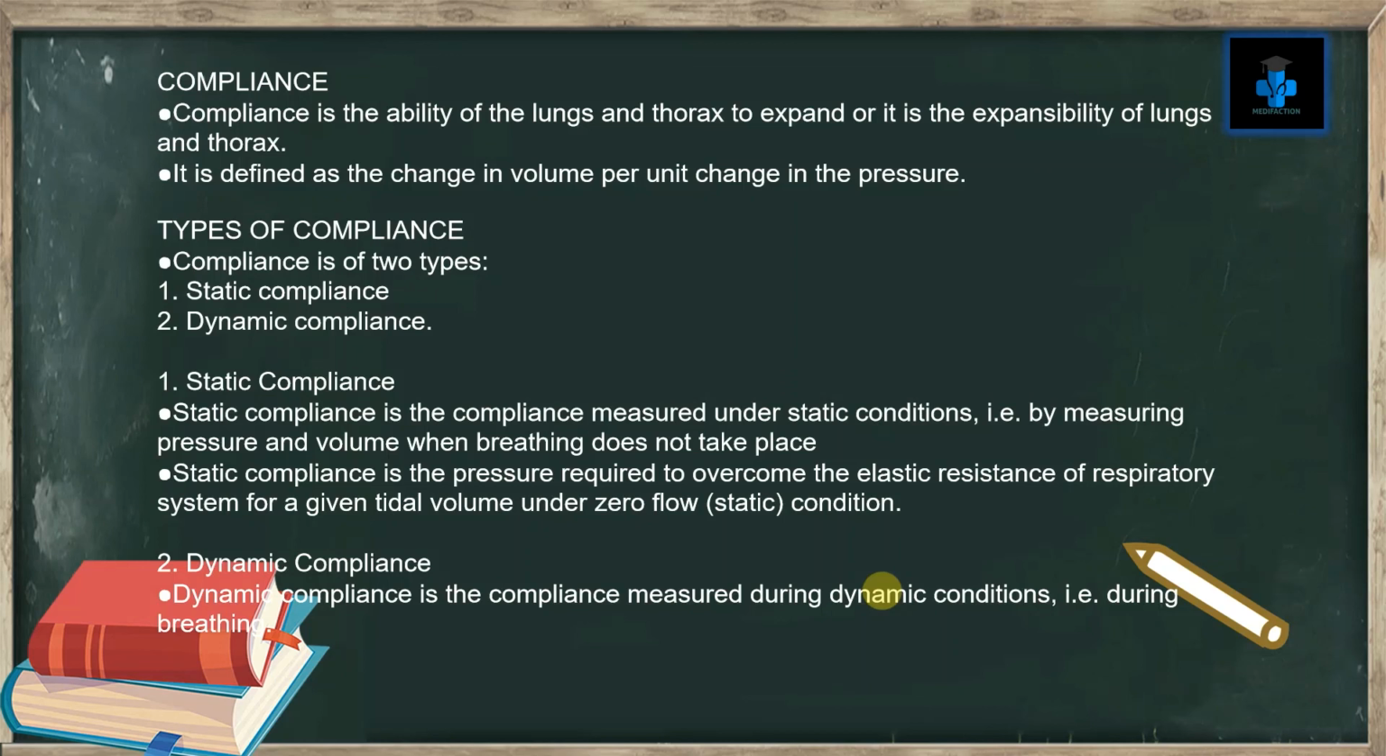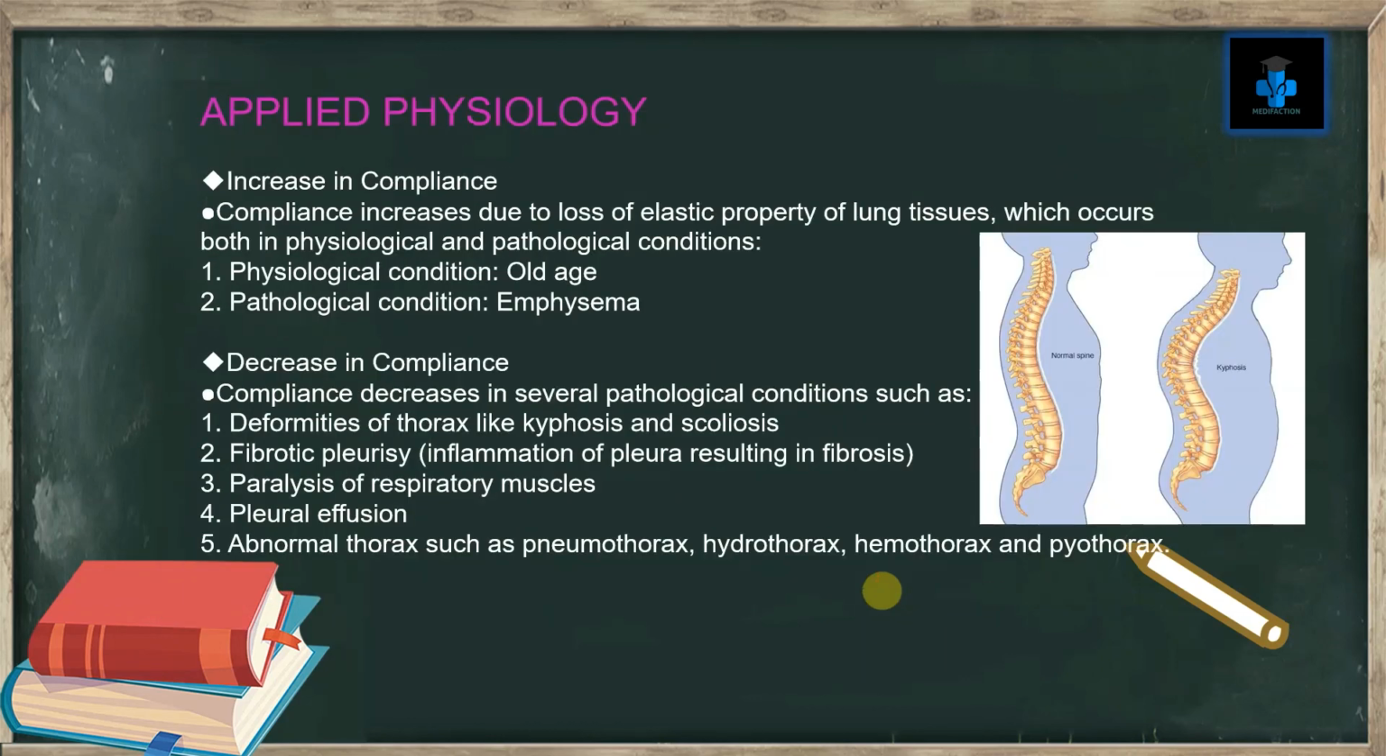Dynamic compliance. This is the compliance measured during dynamic condition, that is during breathing. Now let's move on to some important applied physiology. Increase in compliance. Compliance increases due to loss of elastic property of lung tissues, which occurs both in physiological and pathological conditions. Physiological condition, a good example is old age. Pathological condition is when the subject is affected with emphysema.